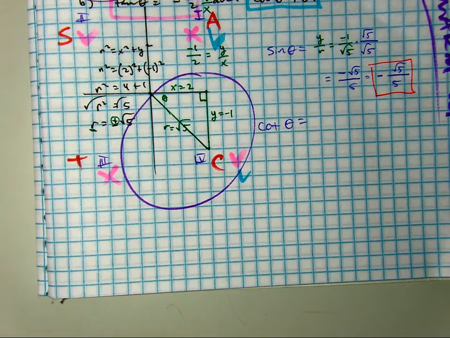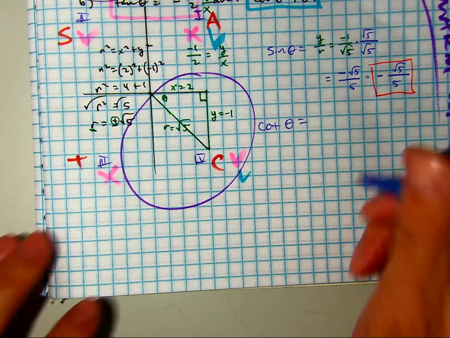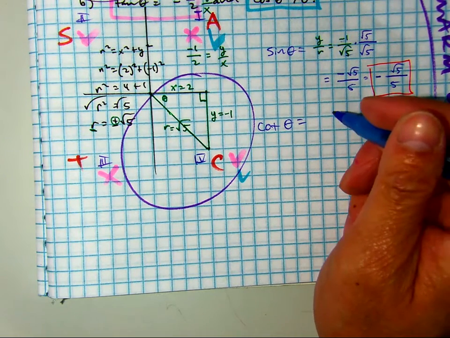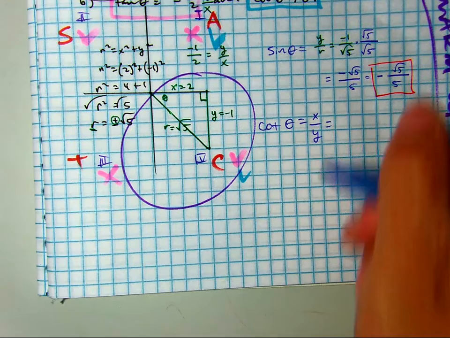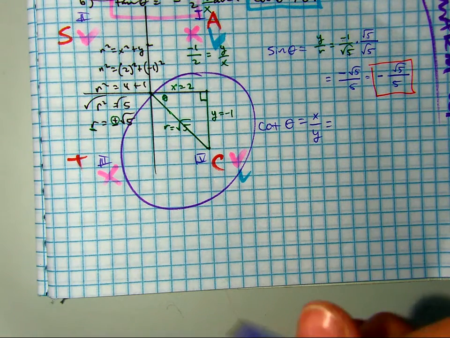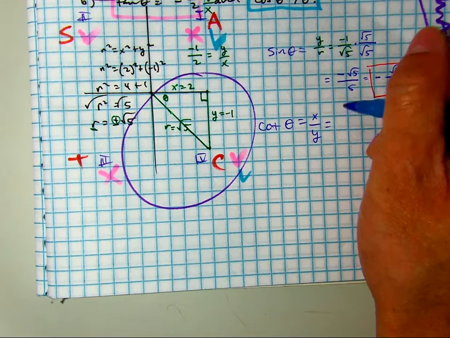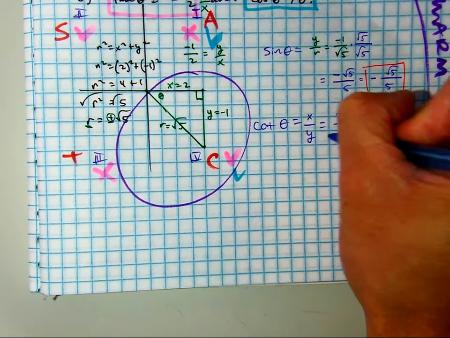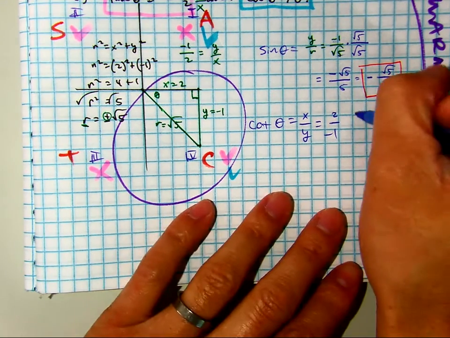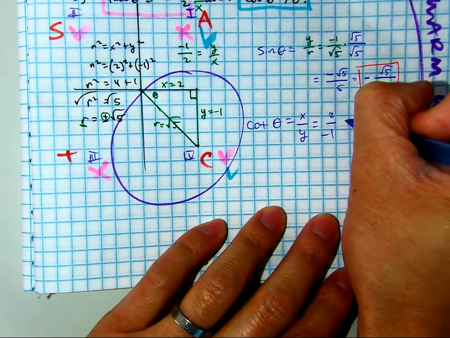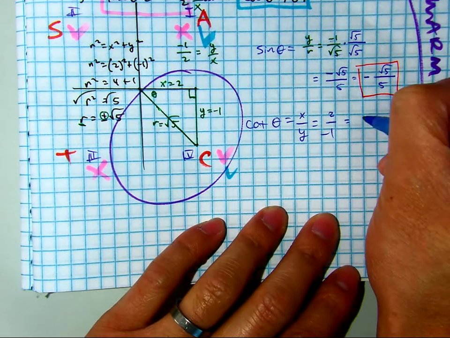Cotangent. Alexa, where is he? There you are. Letters? X over y. Numbers? Simplify that. Negative 2.